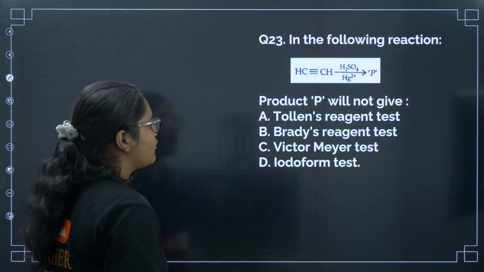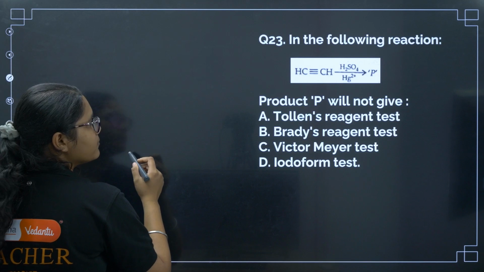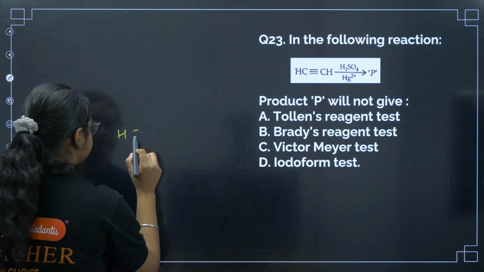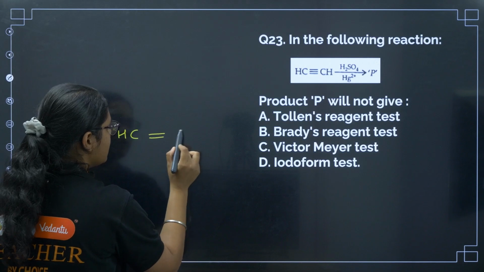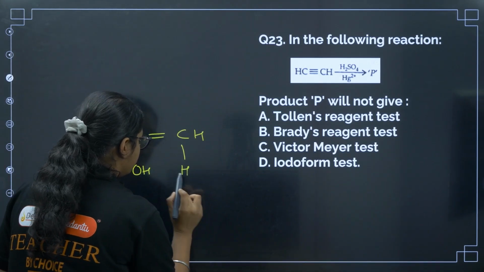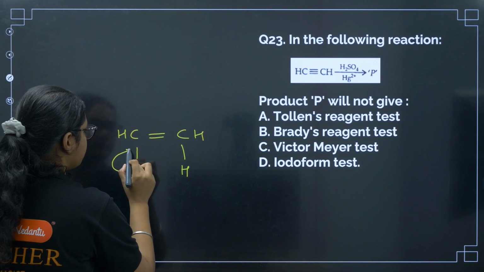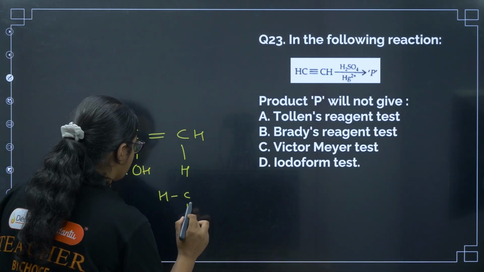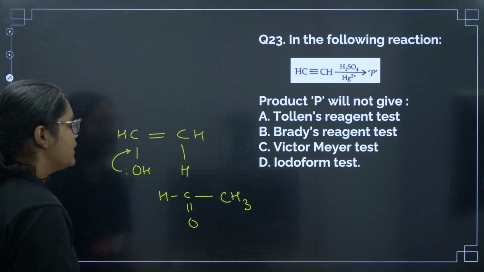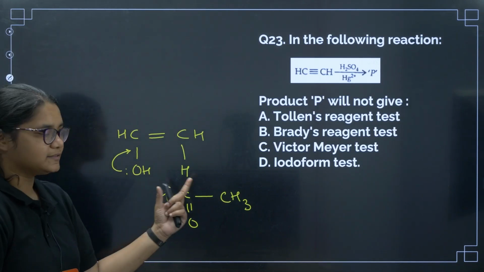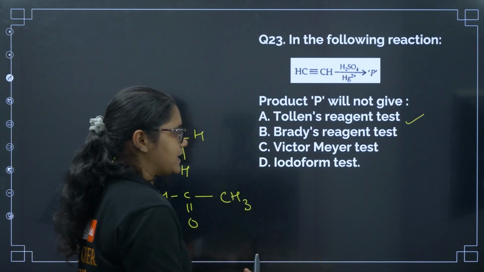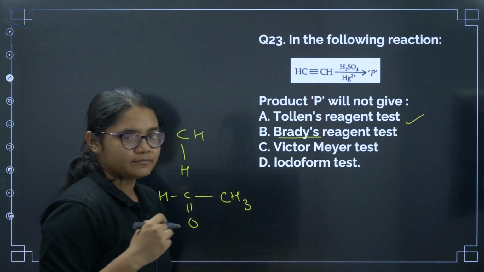Next, in the following reaction, you have to find which P will not give. So if you see here, what I'll get here. First, when you add water, we will get OH on one carbon and H on another carbon. Now what will happen? This one will rearrange. So we will get HC double bond O and then CH3. Now if you see, this is an aldehyde, that is your ethanal. So now ethanal can give Tollens' test because it is an aldehyde. Brady's reagent reacts with it as 2,4-DNP.